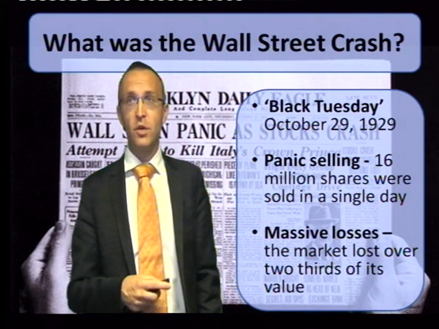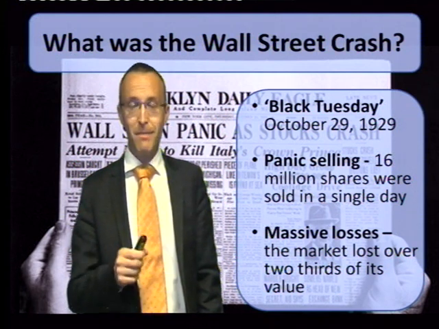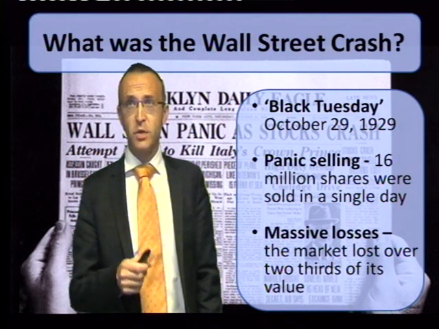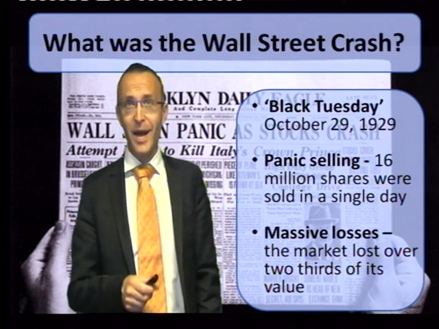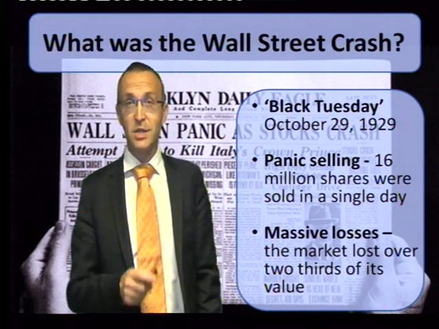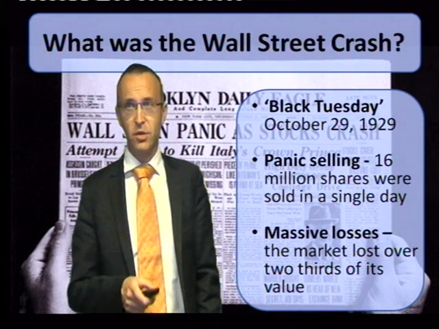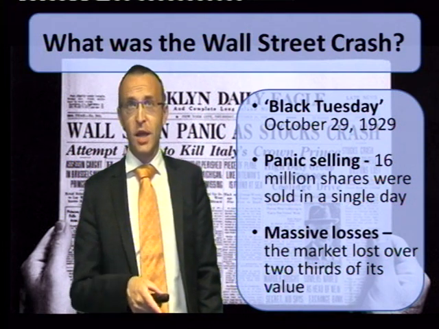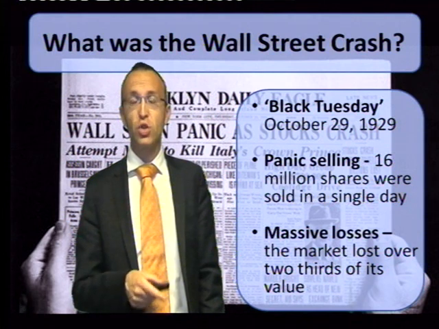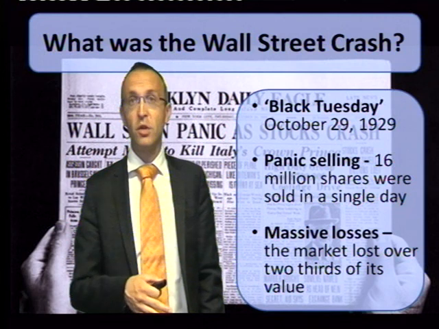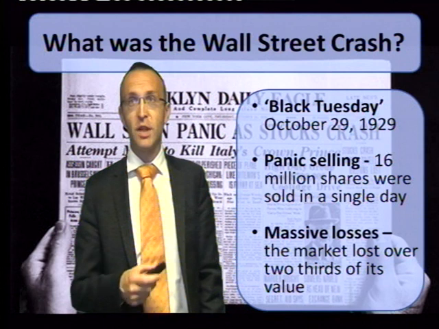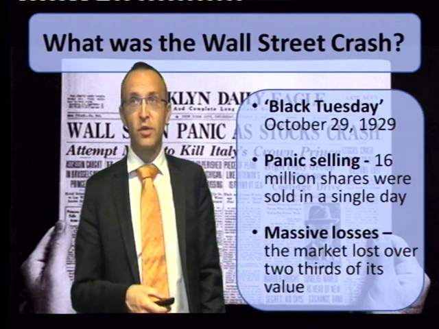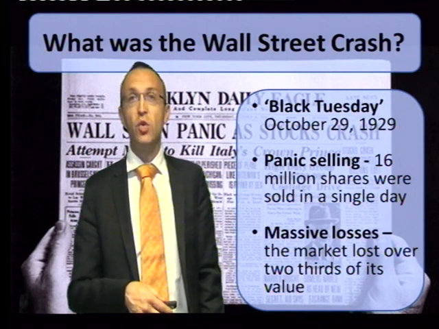It's enough for now that you recognize the main event of the Wall Street crash was something we call Black Tuesday, October 29th of 1929. On that day, there was panic selling. 16 million shares were sold in a single day, and the losses sustained during this period took 25 years to recover. Stocks were not at the same level for another 25 years. It was 1954 before they achieved the same level they had in early October of 1929. That's just an enormous loss.